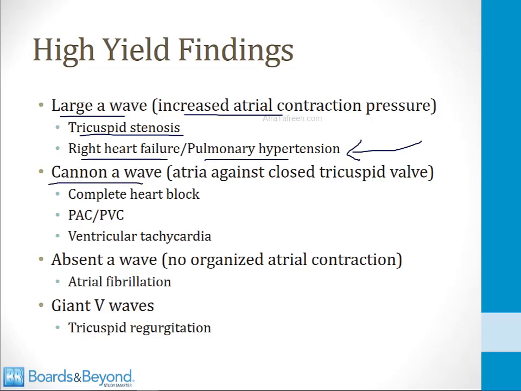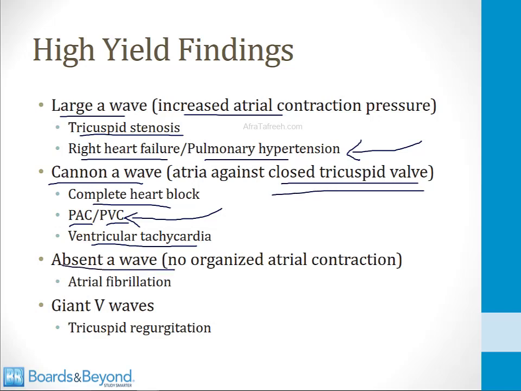A cannon A wave occurs when the atria contract against a closed tricuspid valve. The classic situation in which this occurs is complete heart block. You can also see this in the setting of a premature atrial contraction or premature ventricular contraction. In both of these scenarios, you can have the atria and ventricles contracting out of sync, and that can generate a cannon A wave. And then finally, cannon A waves can also sometimes be seen in ventricular tachycardia. In ventricular tachycardia, the ventricle is contracting abnormally at a very high heart rate. When the atria happen to contract normally, they can contract against a closed tricuspid valve.